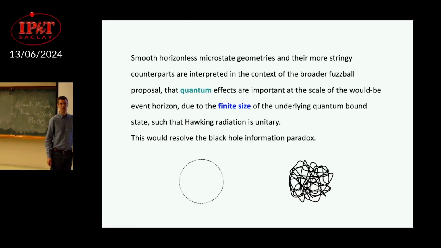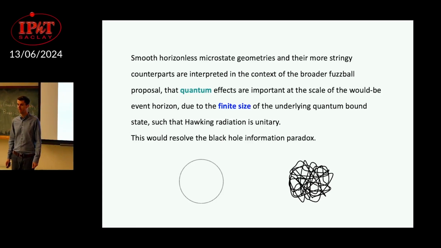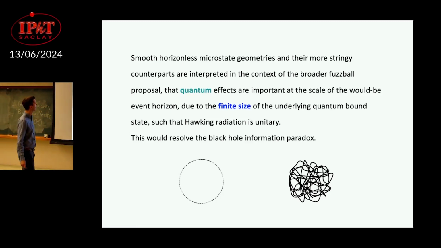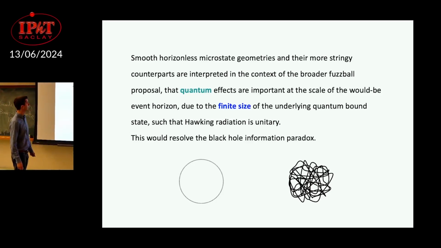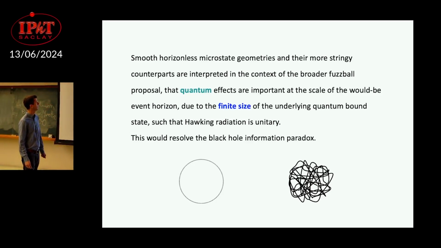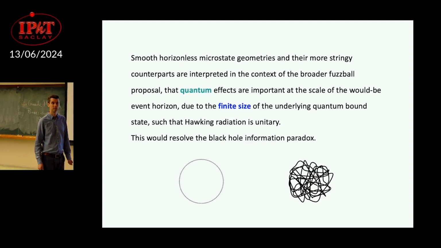And smooth horizonless microstate geometries and these more stringy counterparts, as you know, are interpreted in the context of the broader fuzzball proposal, which I would state concisely as claiming that quantum effects are important at the scale of the would-be horizon due to the finite size of the underlying bound states in such a way that Hawking radiation is unitary. And as we've heard, this would resolve the black hole information paradox.